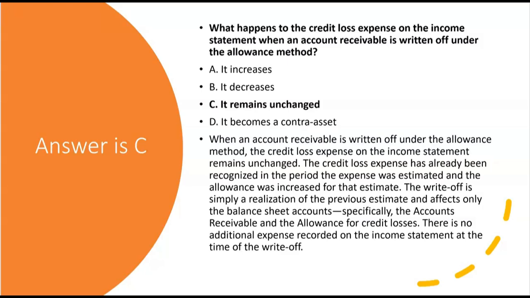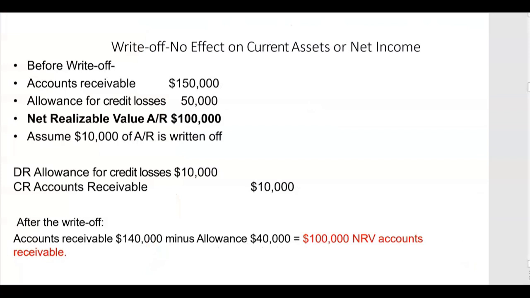Letter C is correct. So let's review what we know about a write-off. Before the write-off, accounts receivable, let's say, is $150,000, and the allowance for credit losses is $50,000.